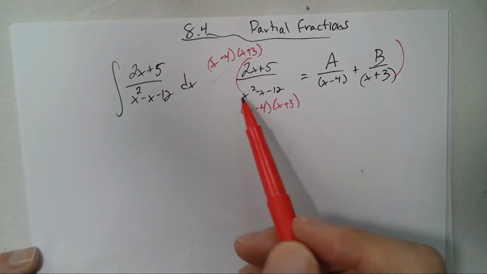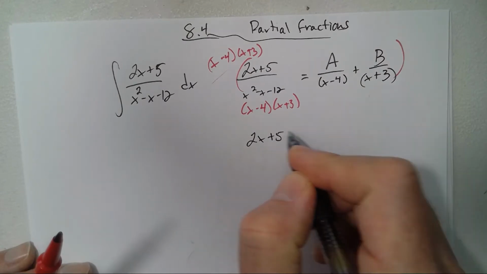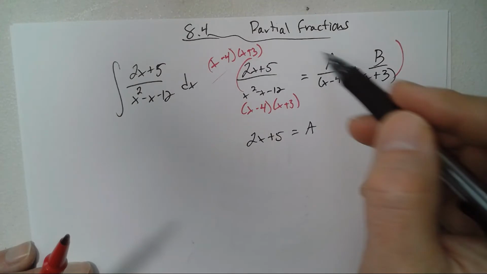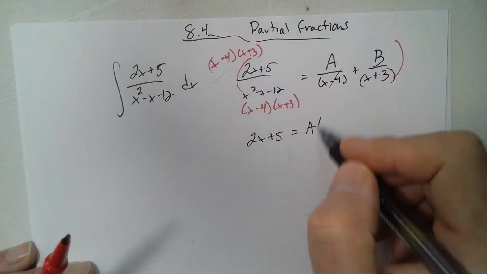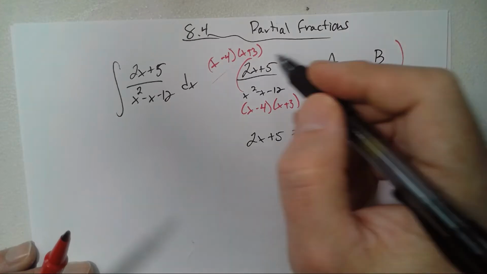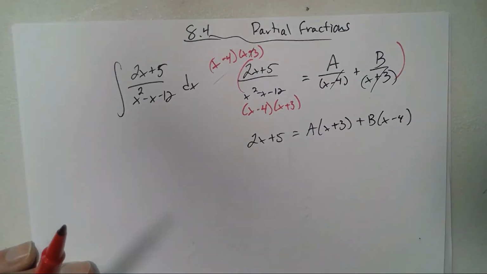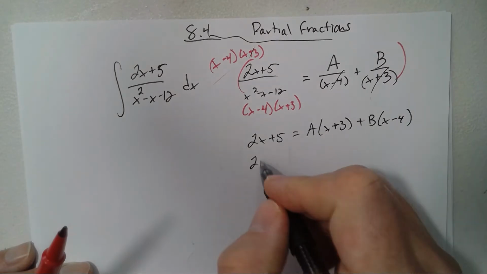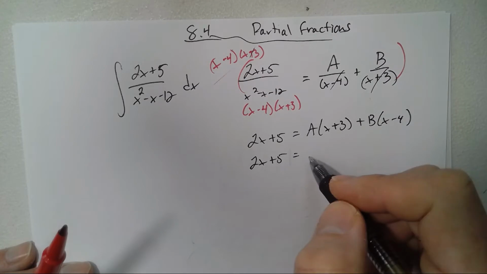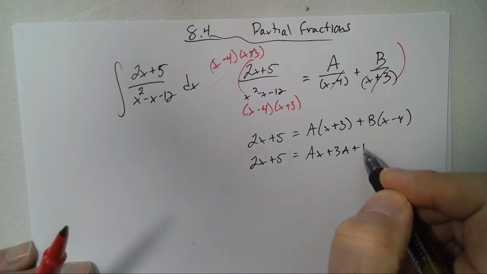and on the left those will cross off, so you just have 2x plus 5 equals A, and these x minus 4s will cross off, so I have x plus 3, plus B, and then these x plus 3s cross off, times x minus 4. So I get 2x plus 5 equals Ax plus 3A plus Bx minus 4B.